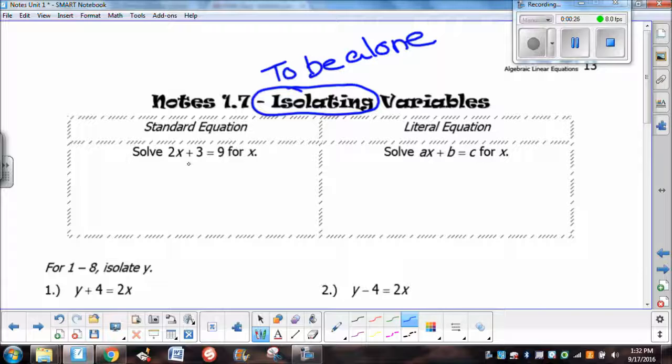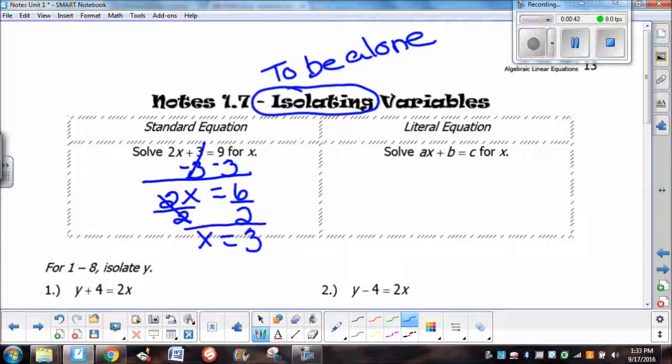So let's take a look at something we're familiar with, this equation 2x plus 3 equals 9. If I were to ask you to solve for x, you know the steps that you need to take, and that means you just isolated that variable. You got x by itself and found out what it equals, and it equals 3. So I can do that same thing in these equations over here, and these are called literal equations.